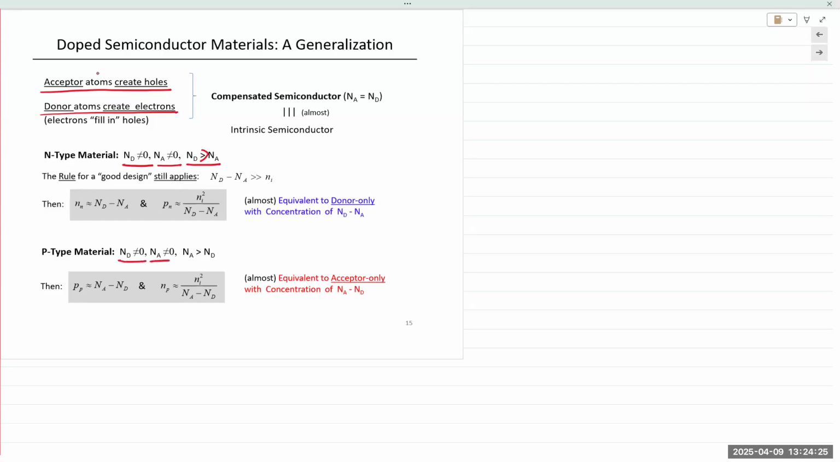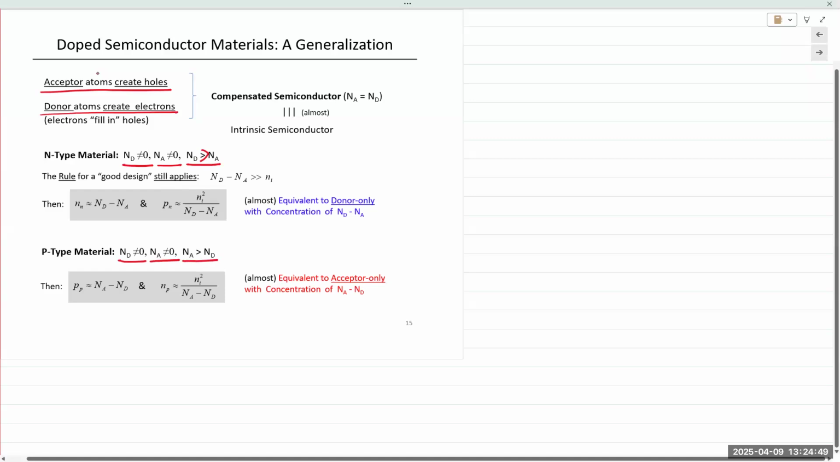P-type material, we dope it with acceptor atoms. And so Nd technically would be 0, but in real life, not possible. Okay, that could be intentional or it could be unintentional. So Na and Nd are not 0 in either one of those materials. In a P-type material, obviously we want more positive charges, so the number of acceptor atoms would be far, far greater than the number of donor atoms.